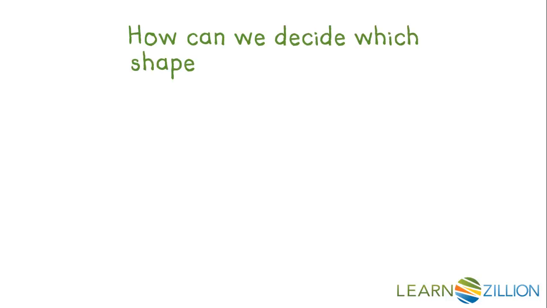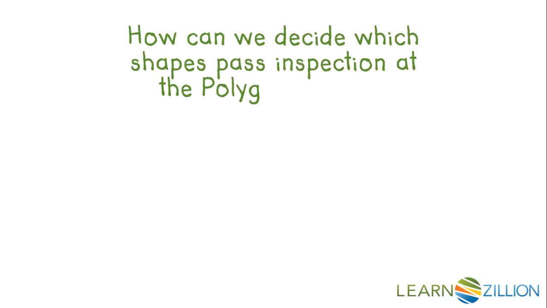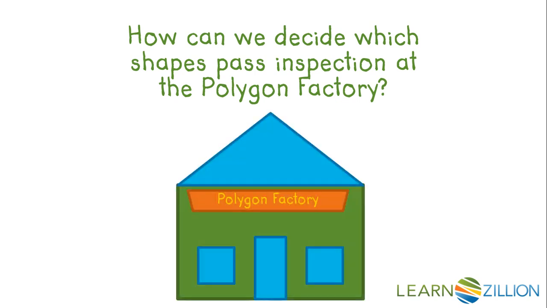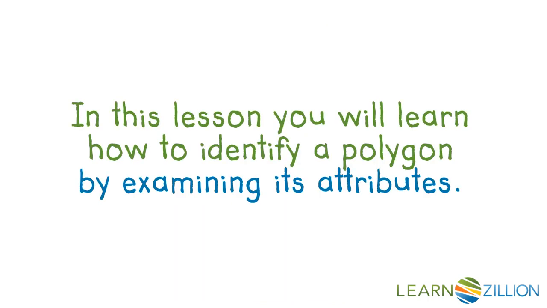Today, we have been asked to become inspectors at a polygon factory. It is our job to determine which shapes pass inspection. How can we decide which shapes pass inspection at the polygon factory? In this lesson, you will learn how to identify a polygon by examining its attributes.